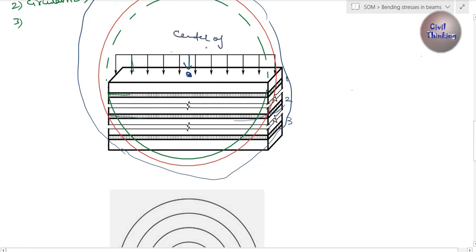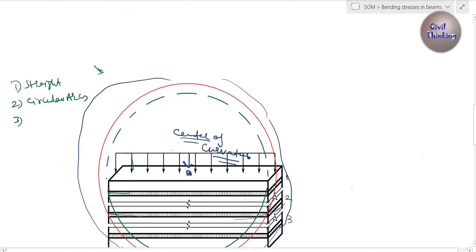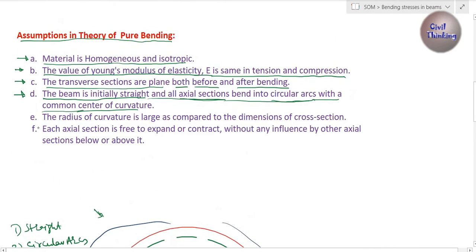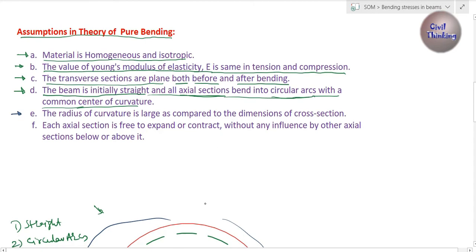Center of curvature, not a big deal, just the center of the circle, that is all. All of them have a common center of curvature, so the third point is that the radius of curvature is large as compared to the dimensions of the cross sections.